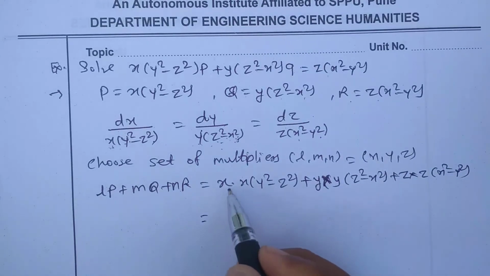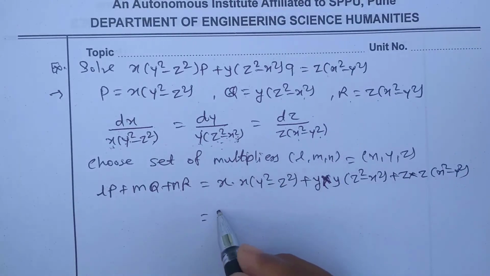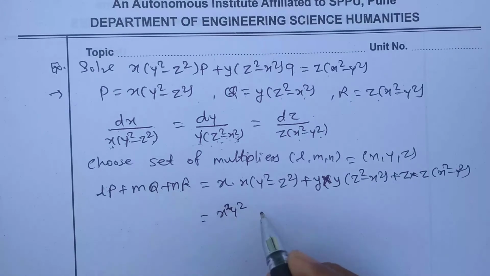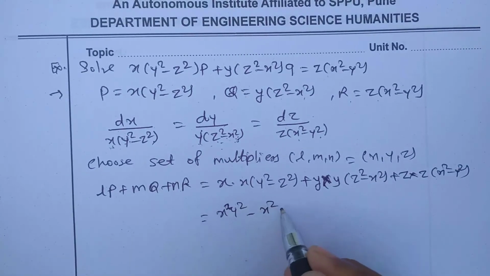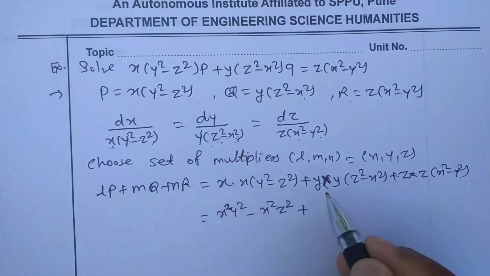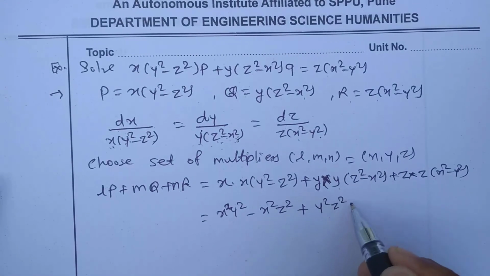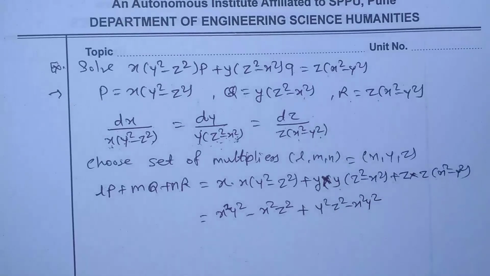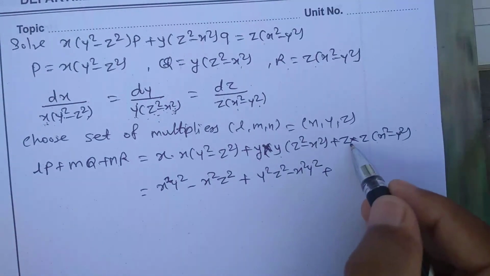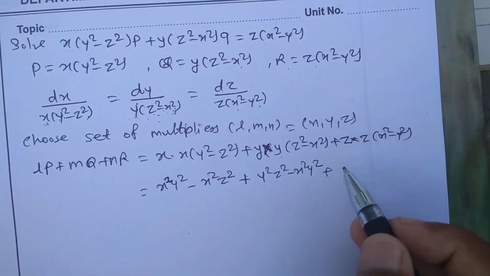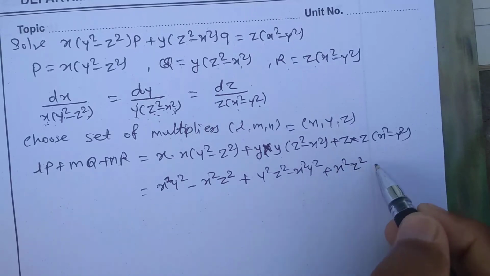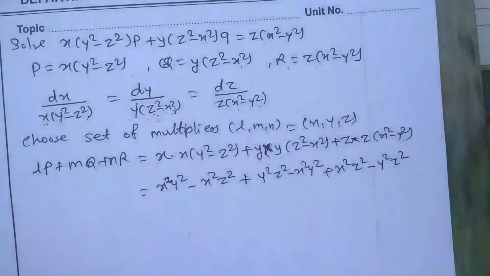So you will get this x into x square, multiply inside, so you will get x square y square minus x square z square, plus y into y is y square, multiply inside the bracket, so you will get y square z square minus x square y square, plus z into z, that is z square, multiply inside the bracket, so you will get x square z square minus y square z square.